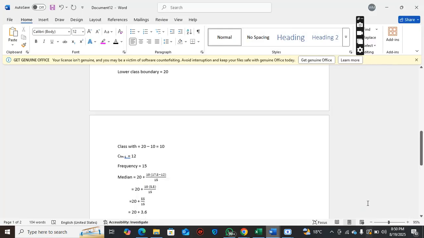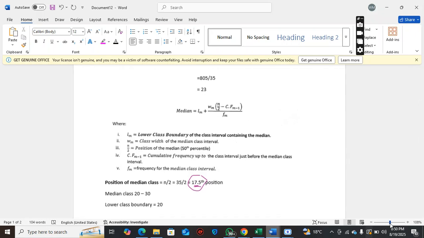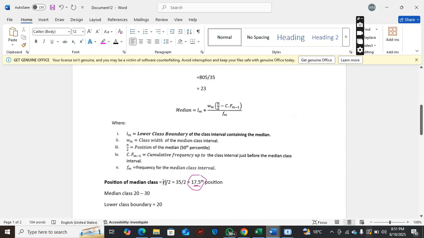But let me just give a recap of the process so that those who came in late can see what happened. The first thing, whenever you're finding the median, is you need to locate the position of the median class. That is step one. How do you locate the position? It's n divided by 2. N is just the total frequency, which was 35. Divided by 2, we got 17.5.